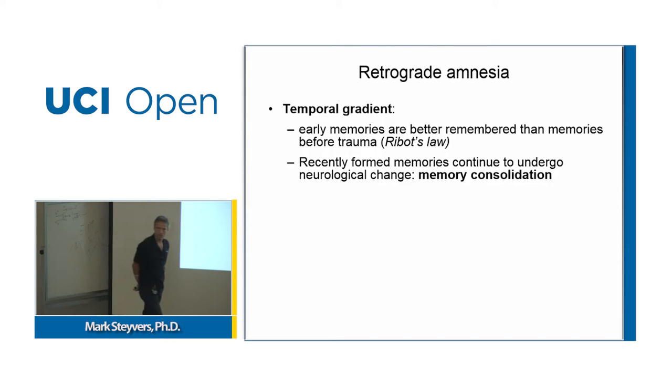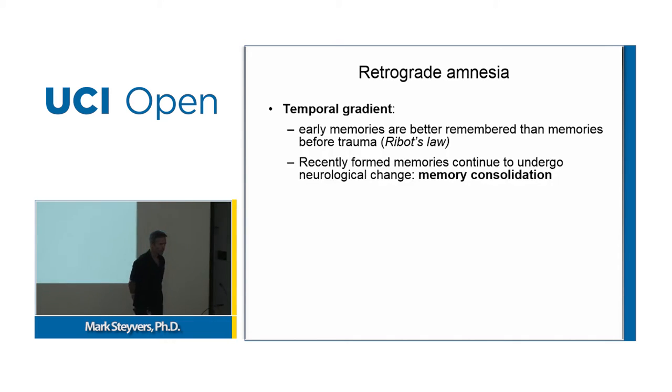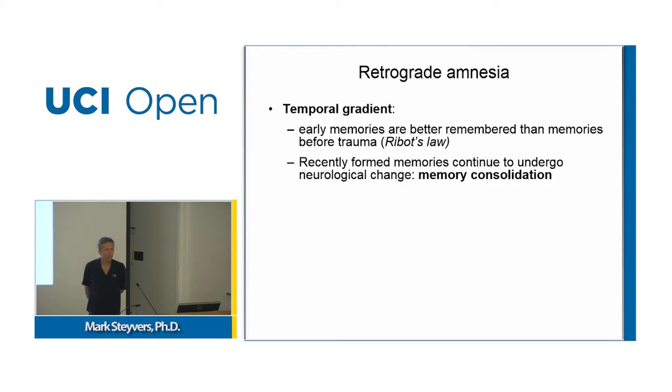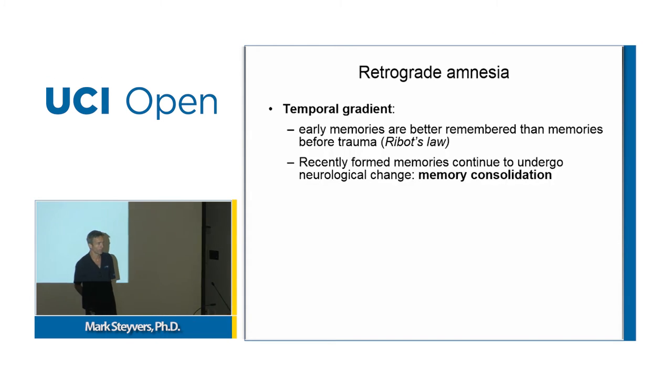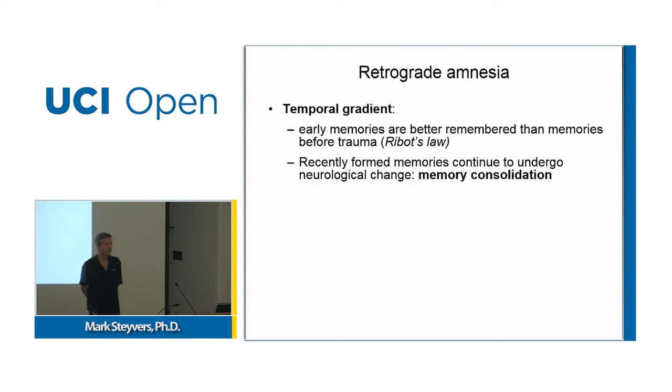Yeah, so let's talk about retrograde amnesia. This is where you have trouble remembering events before some trauma. And the remarkable finding is that you reverse the typical forgetting curve. For normal people, more recent events are better remembered than events that happened a long time ago, with that minor caveat of the reminiscence bump. But for retrograde amnesics, you often find this reversed temporal gradient called Ribot's Law, where the early memories are actually better remembered than the more recent memories before the trauma.